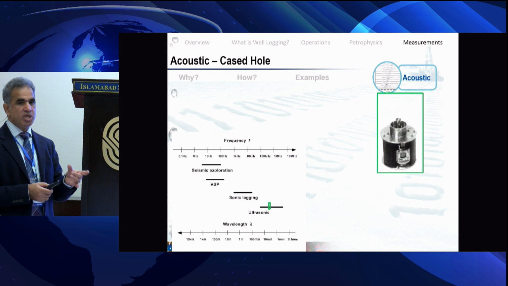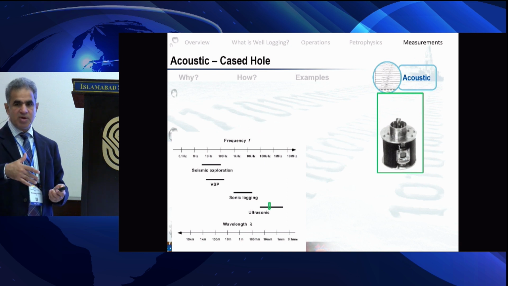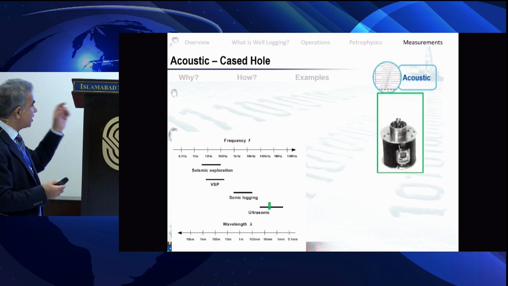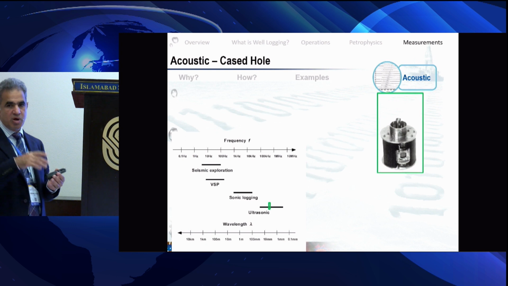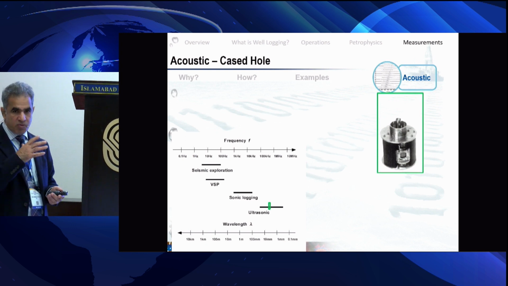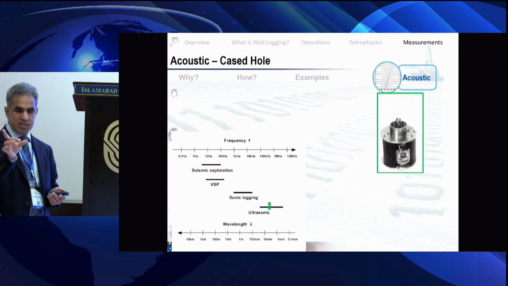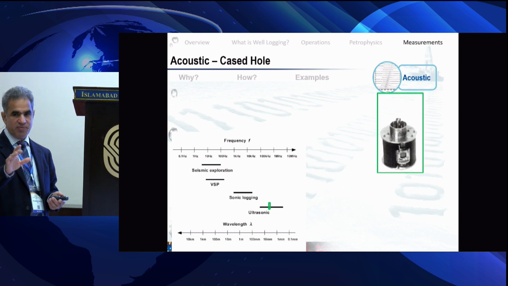In a cased hole, when you drill the well, you need to run a pipe, and it needs to be cemented to the formation. So it needs good cement for the acoustic log to work, because it needs some bridging between the formation and the casing, so the sound wave can travel. In a void space or in a liquid, the sound wave has difficulty traveling.